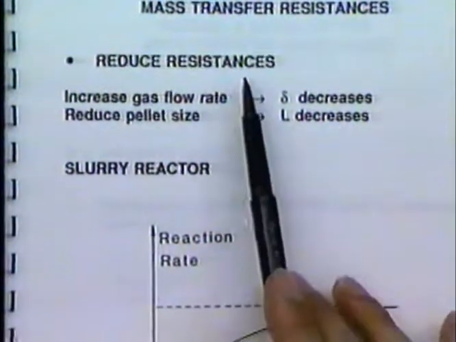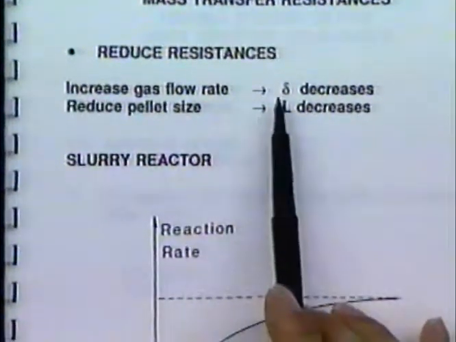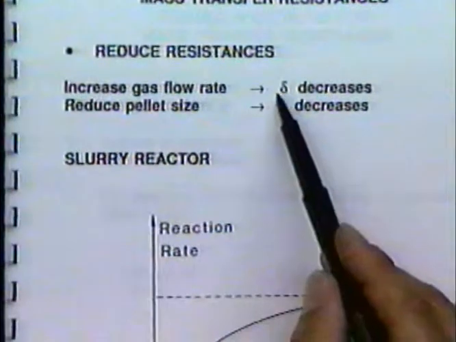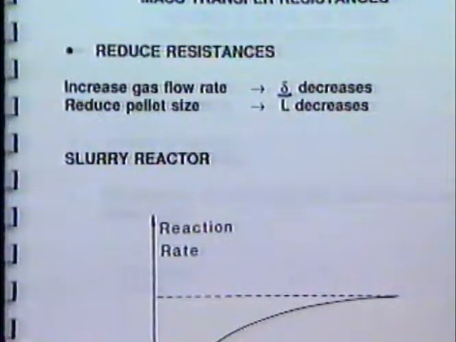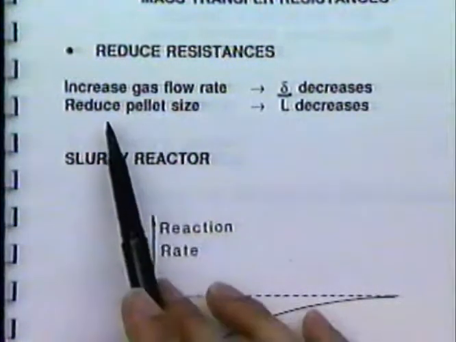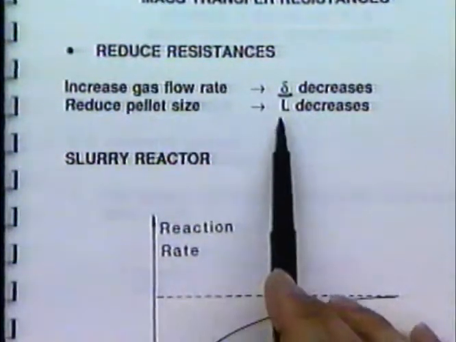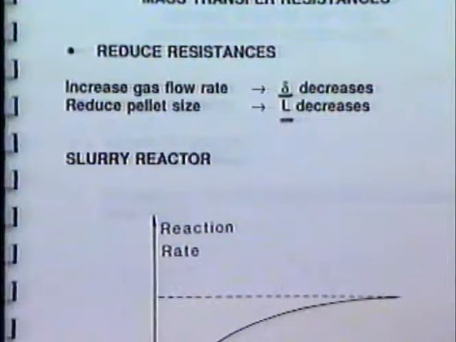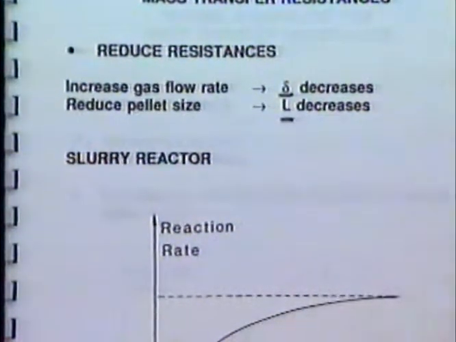In order to reduce the resistances, we may increase the gas flow rate to reduce the film thickness. The film thickness will in general depend on the gas flow rate. Or we may also reduce pellet size to decrease the pore length. This is what we may do, and this is the simplest approach.